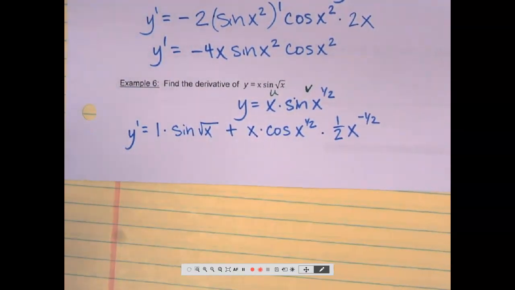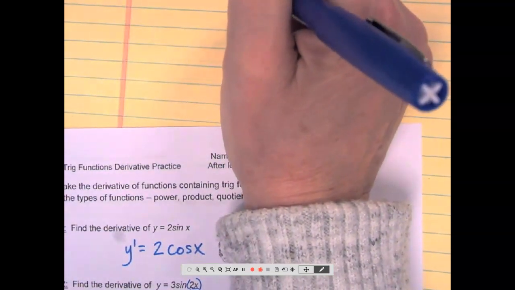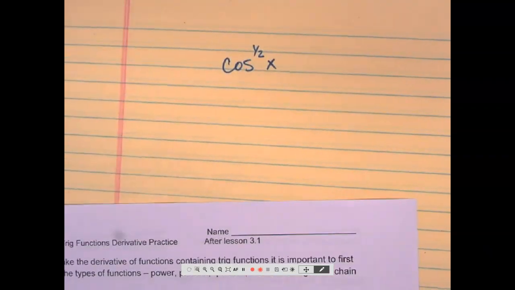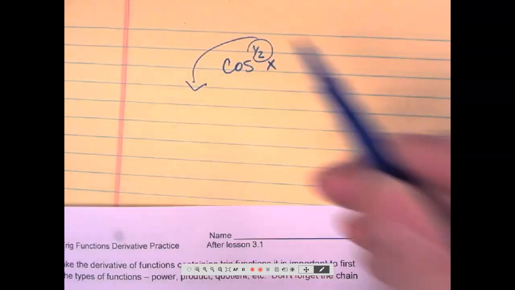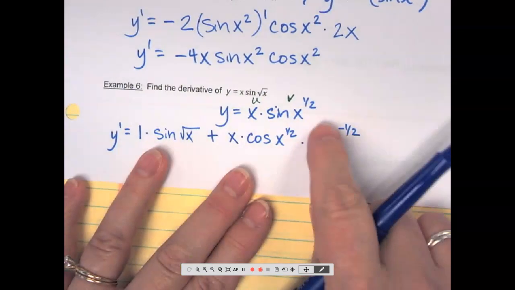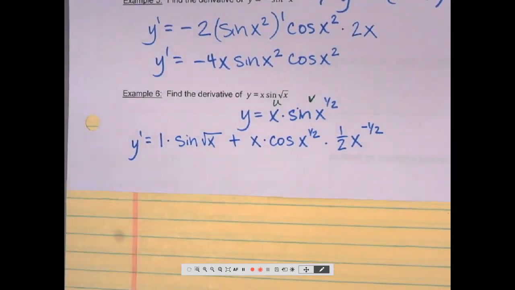Okay, so what you were wanting to do is, if I had cosine to the 1/2 of x, then you were wanting to first of all bring that 1/2 down, but it's not cosine that's raised to the 1/2, it's just the x. Okay? All right, can we do anything with this?